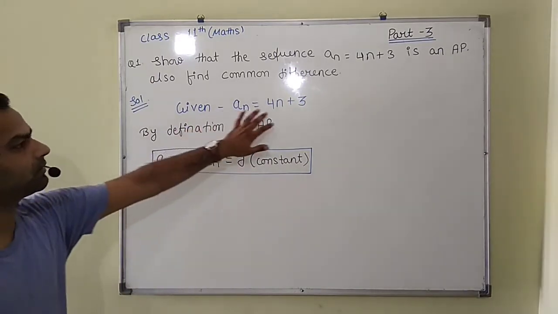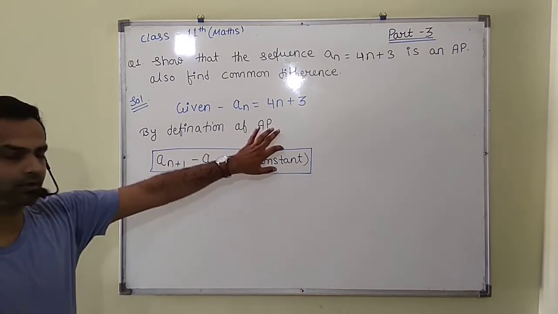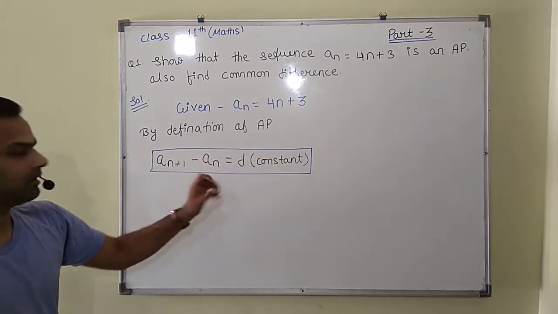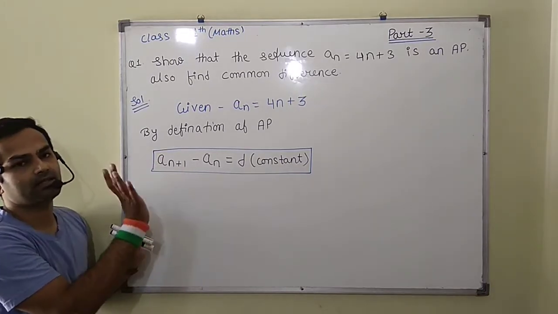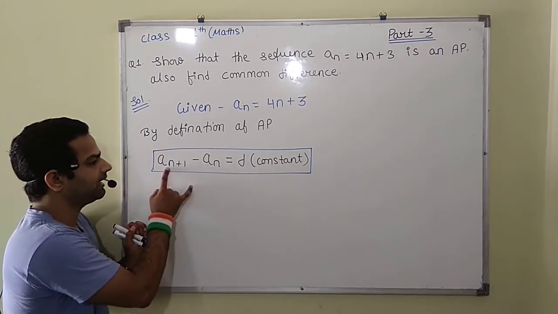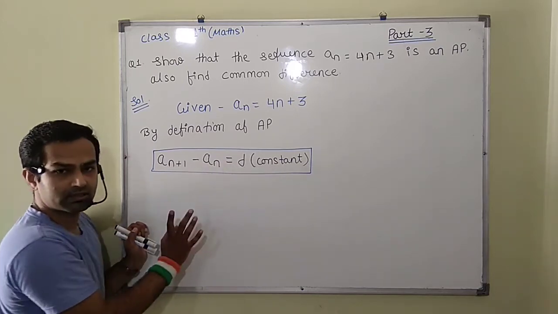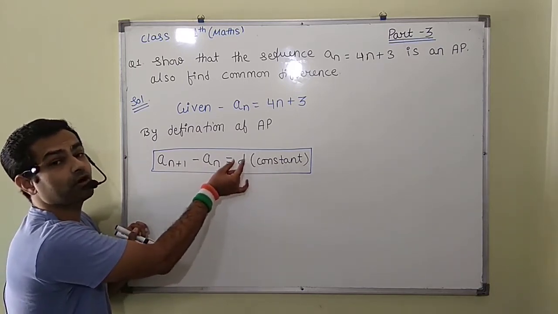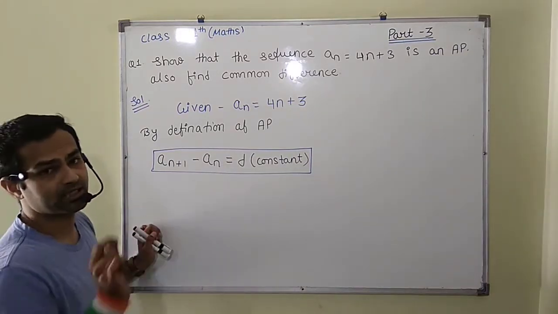So an is equal to 4n plus 3, and we know that by the definition of arithmetic progression, AP, any series which follows this formula is called an AP. What is this formula? An plus 1 minus an is equal to d, which is a constant. D is what? D is the common difference. So if the common difference is constant, then the series must be in AP.